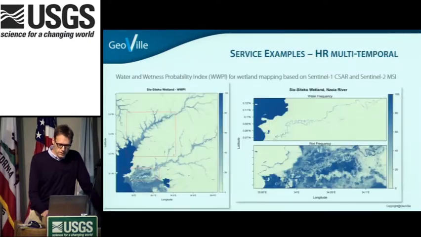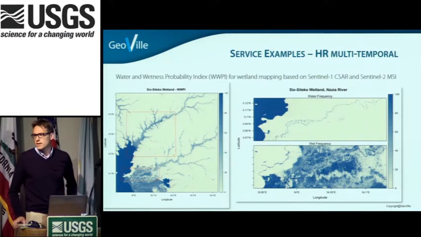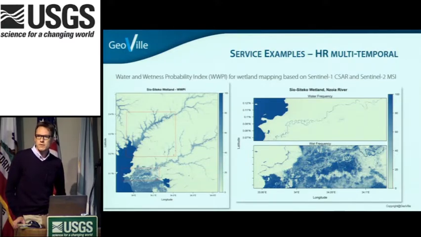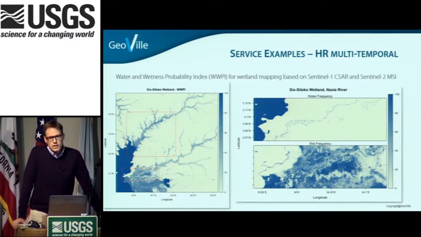So in the next few slides I want to go through a couple of samples and show issues we actually encountered. For example, here what is shown is a water and wetness probability index. That's a product we derive to come up with wetland information. We produced that for the entire continent of Europe, but also have a project running in Africa where this is very much used. And it's a combination of Sentinel-1 CSAR imagery and optical Sentinel-2 MSI imagery, and can also ingest Landsat imagery.